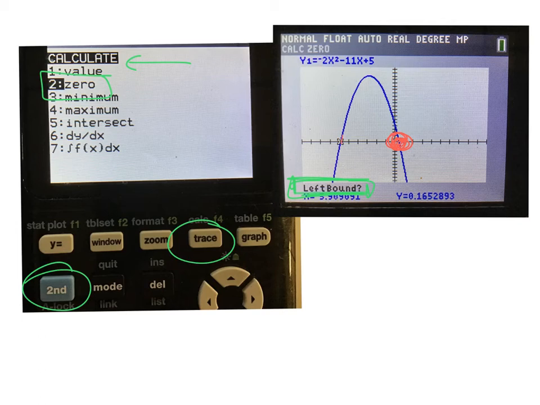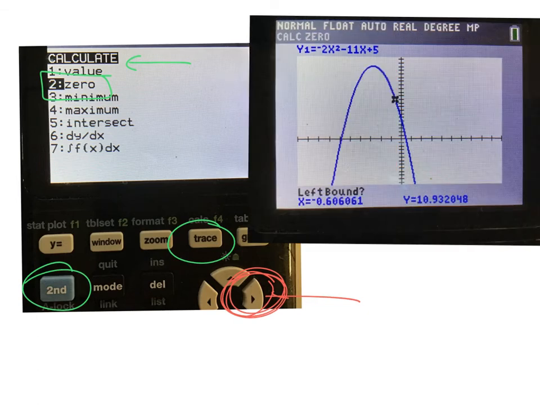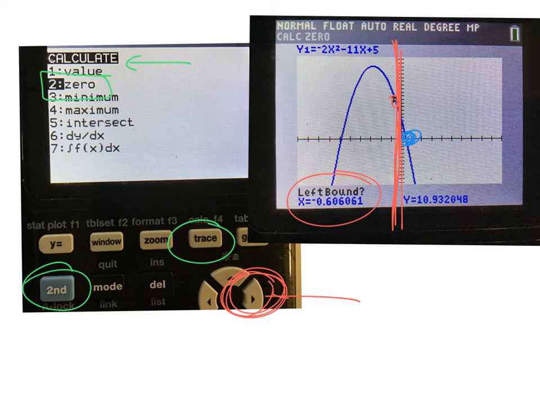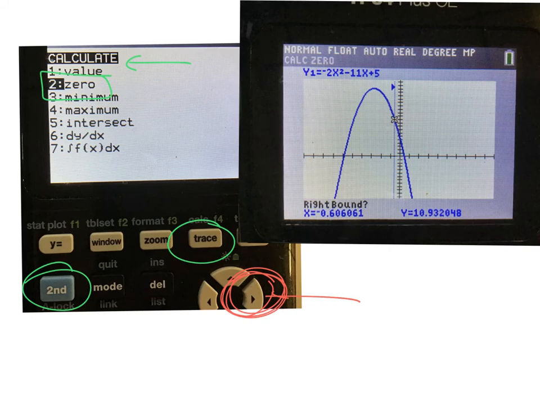So I'm just going to move my cursor to the right using the right arrow to about here, a point that's to the left of where it crosses the x-axis. So my cursor is about here. I'm trying to find this point down here. That's definitely to the left of where it crosses the x-axis. So for left bound, I'm going to press enter. Now my calculator is asking for a right bound.